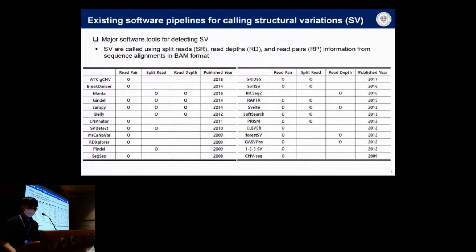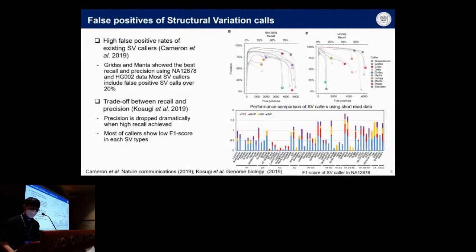To detect such structural variations, a lot of software tools have been developed. Several major SV callers are summarized in the table. They use split read, read depth, and read pair information from sequence alignments in BAM format. Although a lot of SV calling tools have been developed, they suffer from high false positive rates, according to Cameron et al. and Kosugi et al.